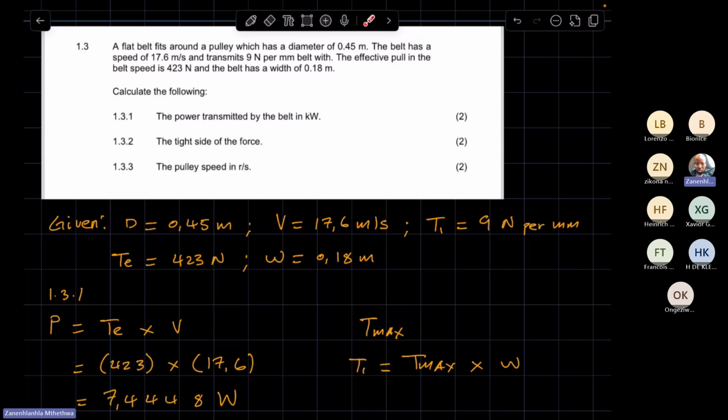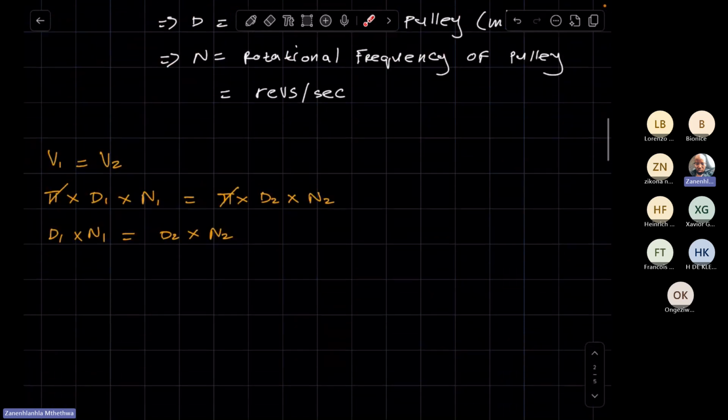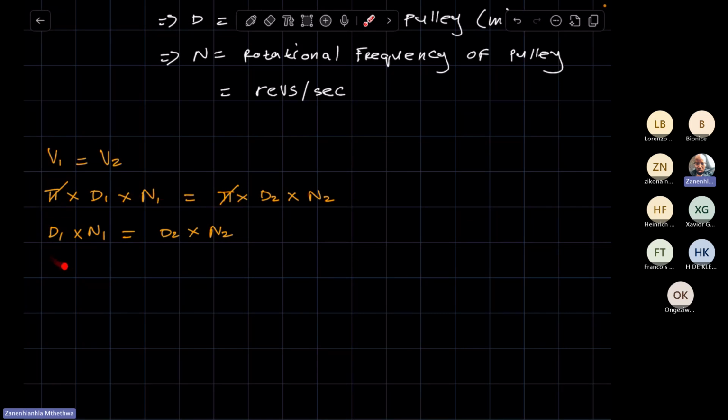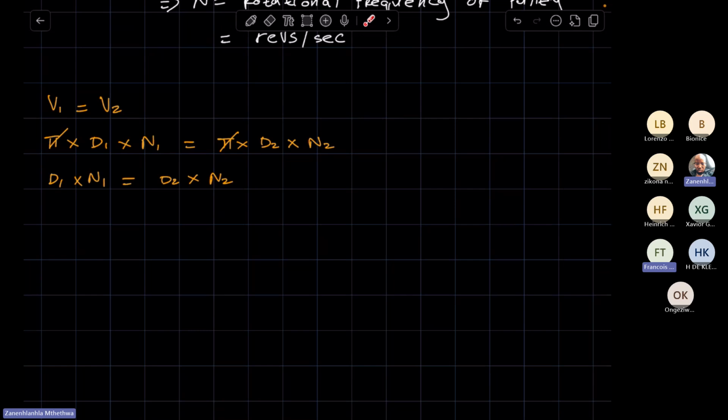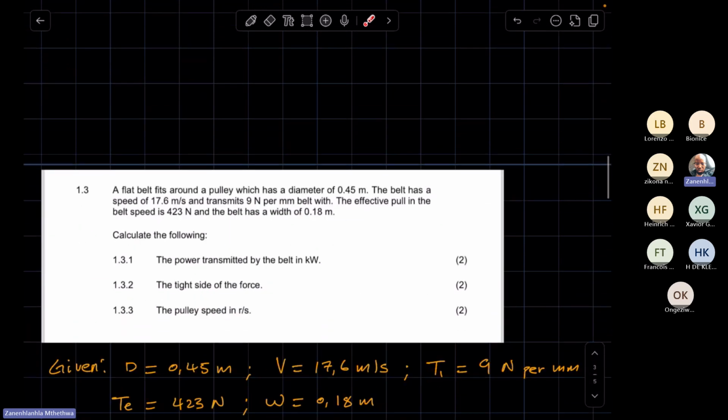But there are going to be occasions where you are required to calculate either the diameter or the rotational frequency of the other pulley. The most important thing here is that you understand that you have this relationship, and you can use this relationship to calculate any one of these quantities. It just relies on the correct value. Thank you, sir. Okay.